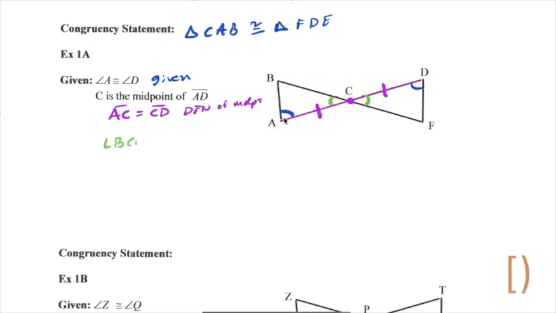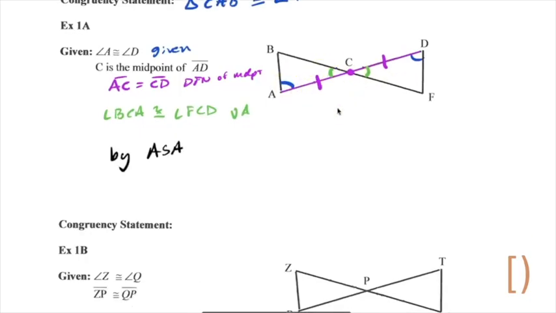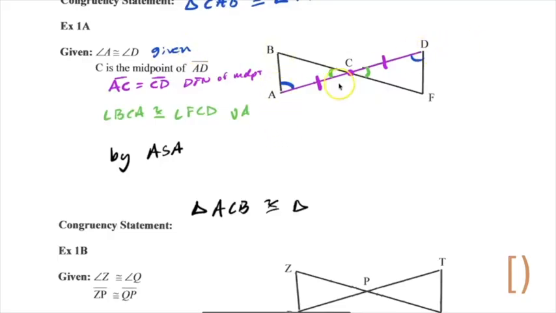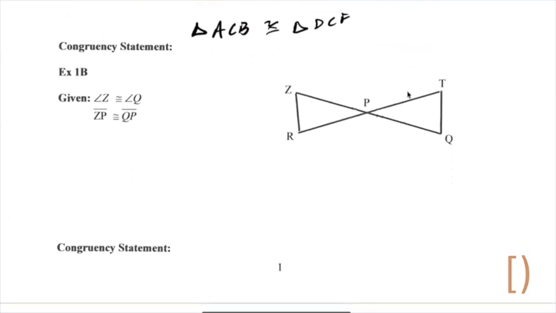BCA is congruent to, now remember, it has to match. B goes with F. You can see how A and D are matched. B and F must match. I went BCA, I must go FCD. And that's vertical angles. Let's put a mark there because I'm lazy. And now these two triangles are congruent. We have angle, side, angle. By angle, side, angle, we know that triangle, doesn't matter how you name it, as long as you keep it consistent, we'll say ACB is congruent to triangle, if I start at A, I must start at D. I went ACB, so it must be DCF. And there we go.